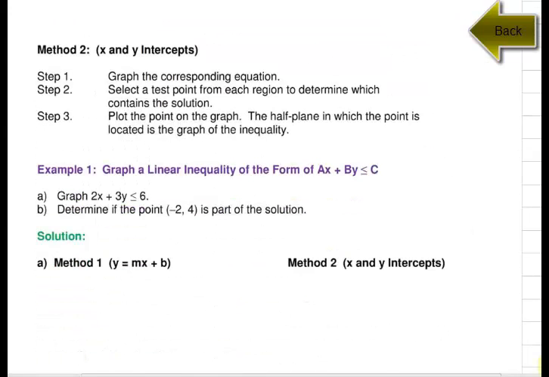Our second method is to use the x and y intercepts method. What this means is that you're going to have your equation in standard form. You start off with the same step that you would for method 1, but this time you are going to be looking for your x and y intercepts.